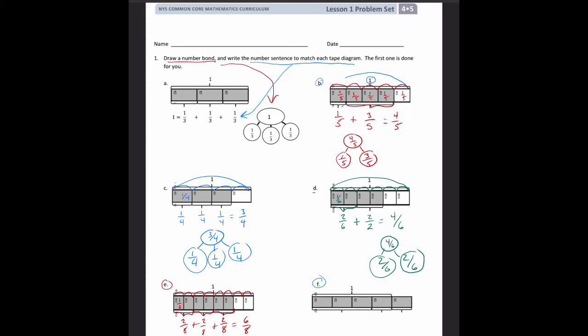F. This one's a little bit different because we've got 1 being not the whole thing. So 1 is 1, 2, 3, 4 spaces to get to 1. So these are all fourths. And we've got 3/4 and 1/4 and 1/4. And altogether that is 5/4. So it's more than 1, right?